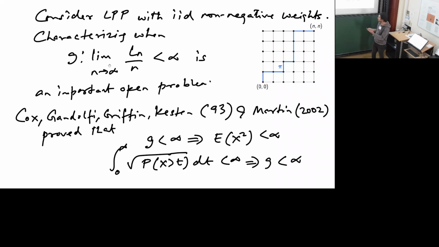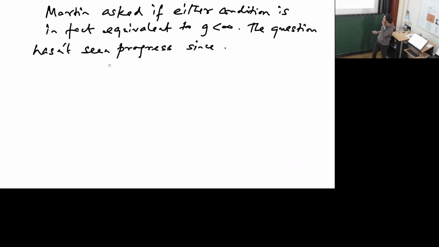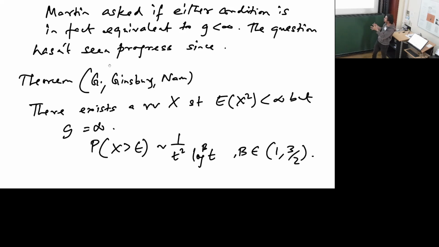And then the question obviously is whether there is a characterization of the distribution which implies finiteness of the time constant. It hasn't seen any progress since, and it turns out that this lower bound construction allows us to construct a random variable with finite second moment, but infinite time constant. This multi-scale construction will indeed allow you to construct such a random variable.